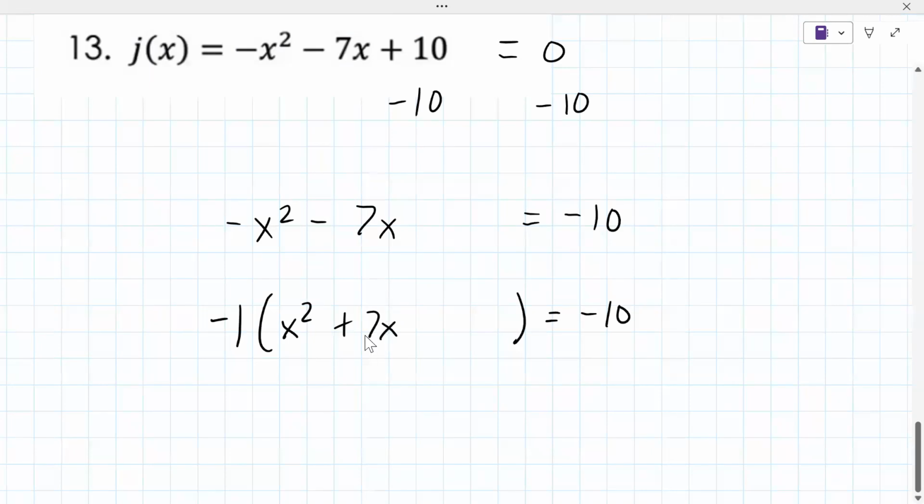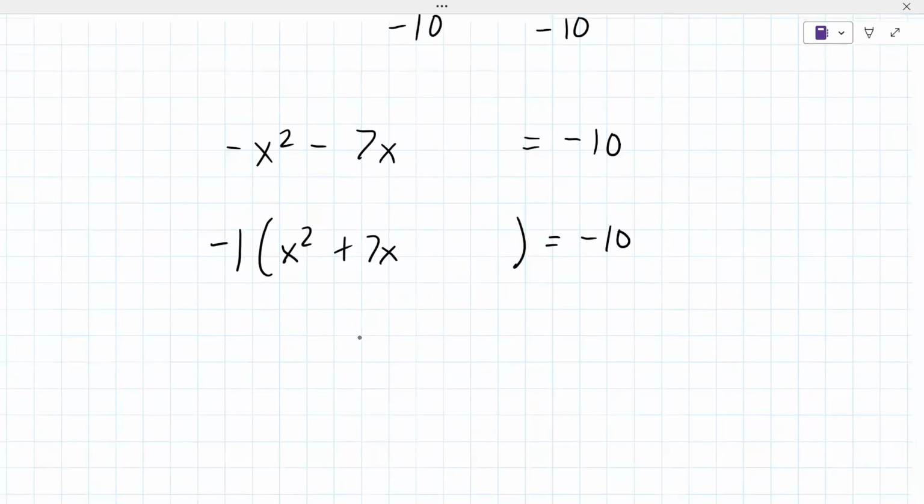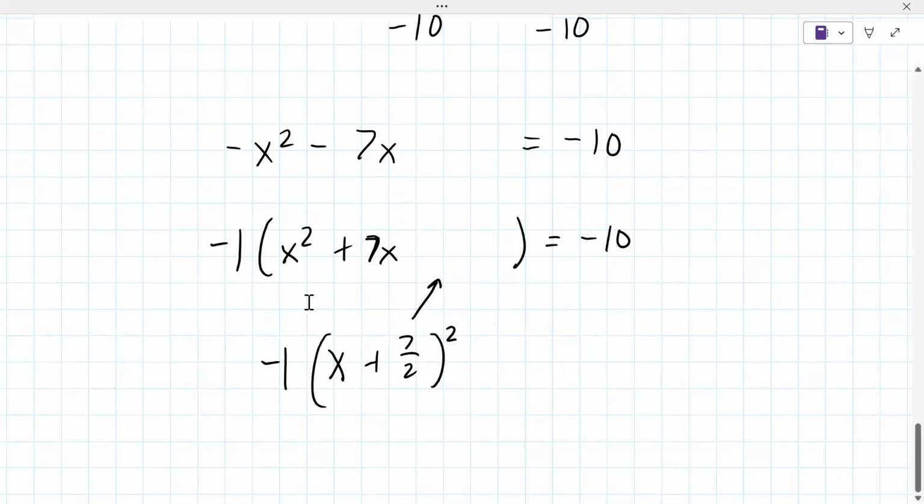And now you take, and this is where this one's a little bit more difficult, because this is not an even number, it's odd. So it's 7, take half of 7. So it's x plus 7 divided by 2 squared. So now what goes back here is the square of 7 over 2, which is 49 over 4.